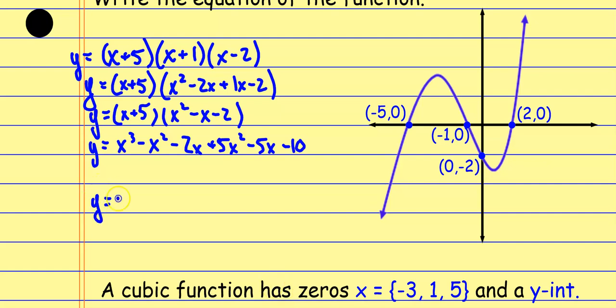So we get y equals x cubed plus 4x squared minus 7x minus 10. And when I look at this, if I were to plug a 0 in for x, y would equal -10. See, right here, this is my y-intercept, but that doesn't match what my graph says for the y-intercept, okay? And so what happens on this is I've got to adjust this equation to match my y-intercept.